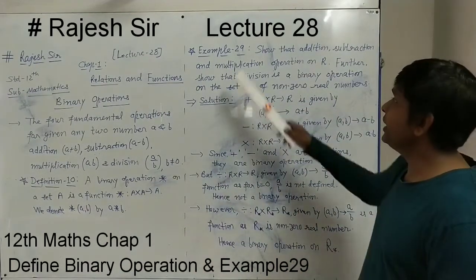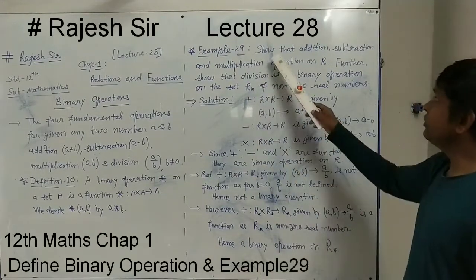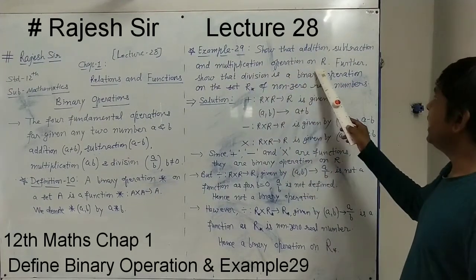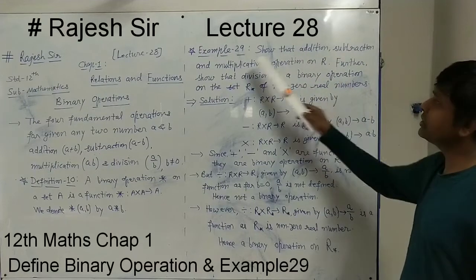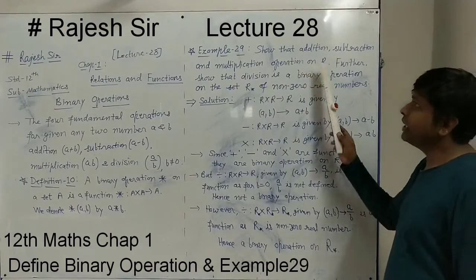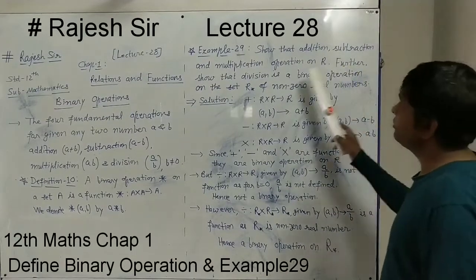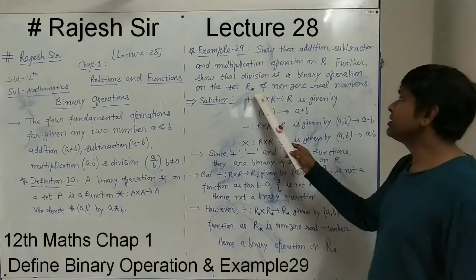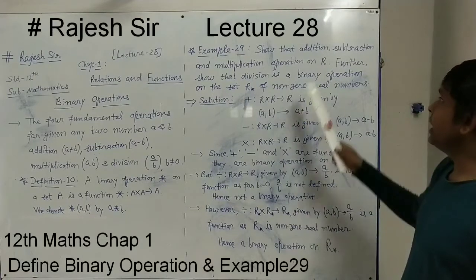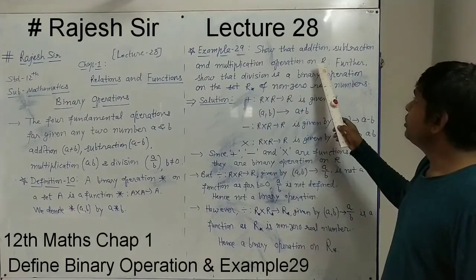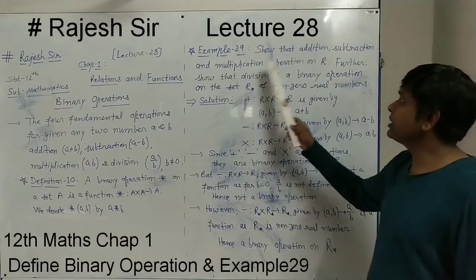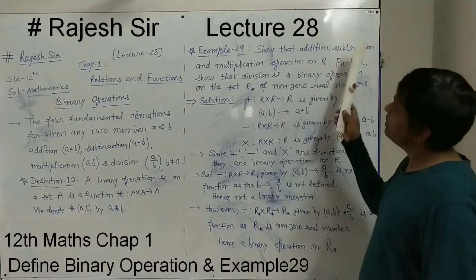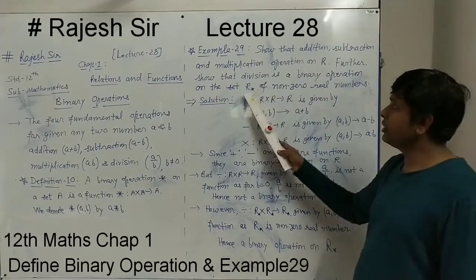Related to that we have example 29, in which we show that addition, subtraction and multiplication are binary operations on R, and further show that division is a binary operation on the set R star, where R star is the non-zero real numbers. R is all real numbers. On all real numbers, addition, subtraction and multiplication are binary operations, that we have to show. And division is not a binary operation on R, it is a binary operation on R star.